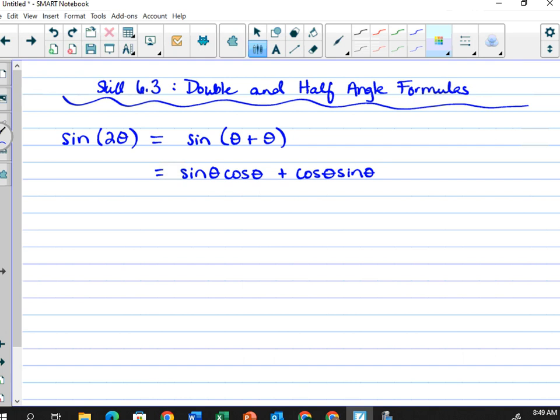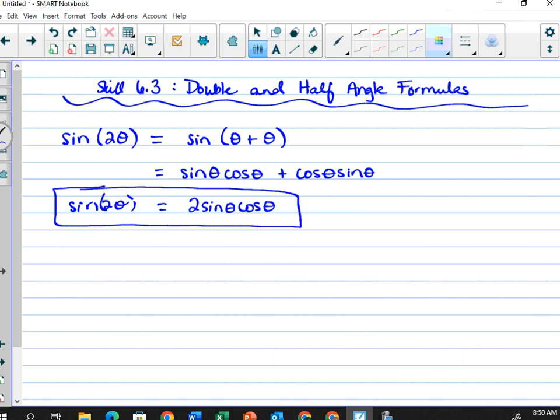Okay. Now, guys, would you also agree that this is just two of these? 2 sine theta, cosine theta. Okay, that is your formula for sine of 2 theta. This is too many things to remember. So you don't have to prove it every time, but that's where the formula comes from.